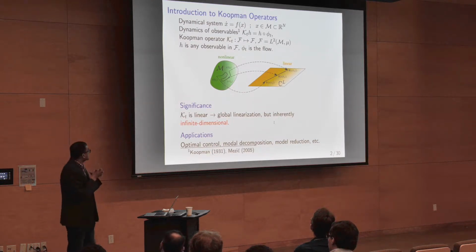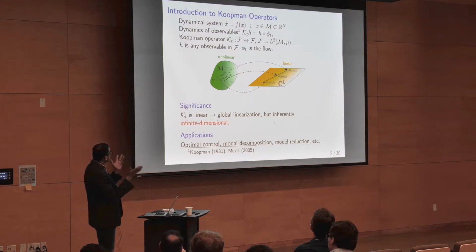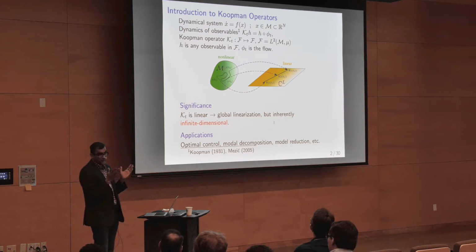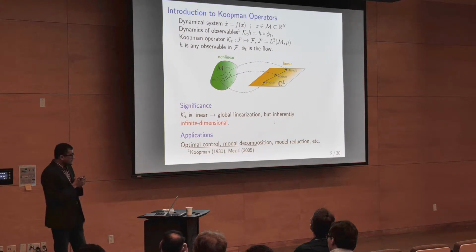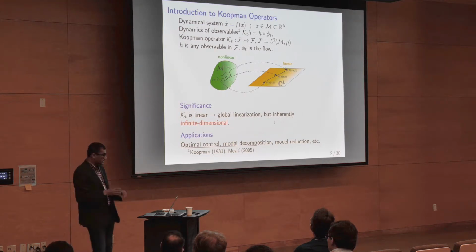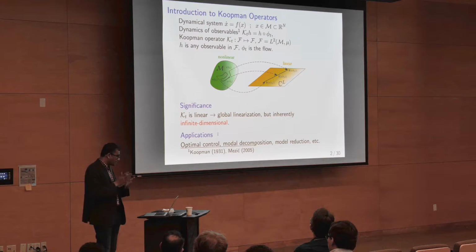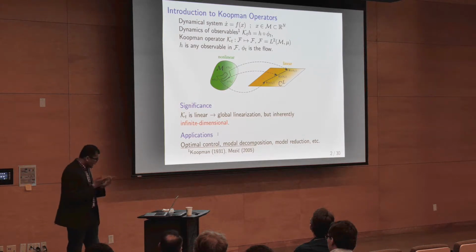There's always a catch though. The catch is that even though there is a Koopman operator, it is infinite dimensional. So it's challenging to compute it, but if you do compute it, applications are many. You can use it for optimal control, modal decomposition, even model reduction.